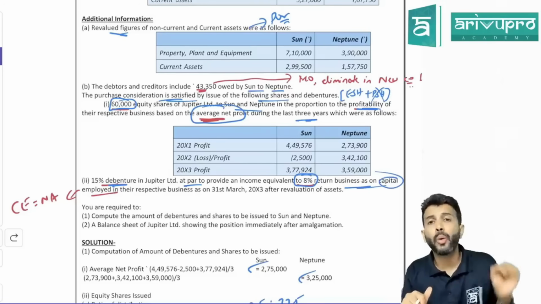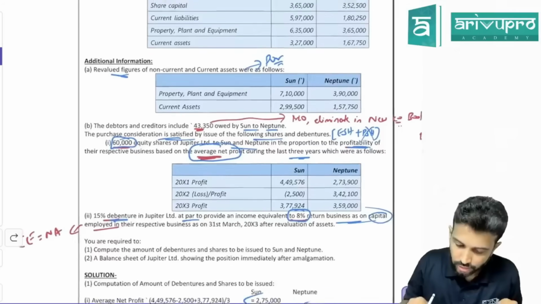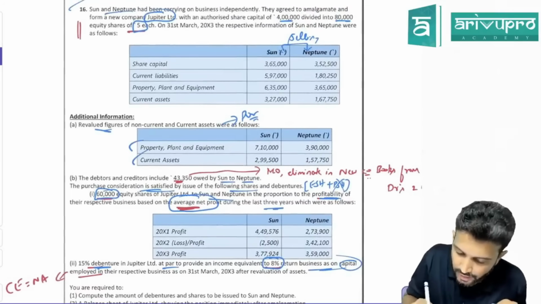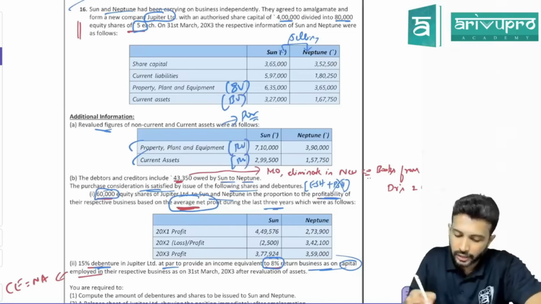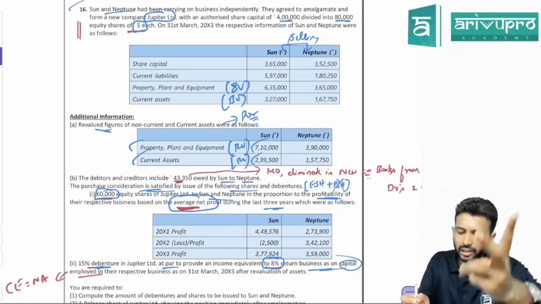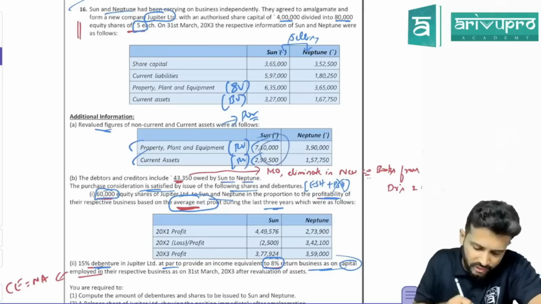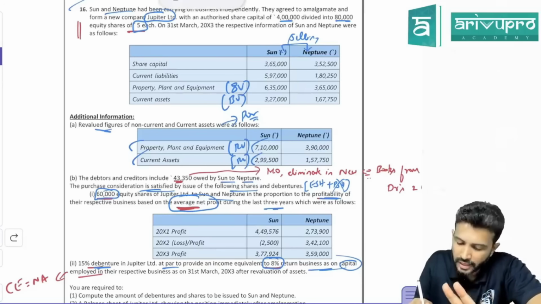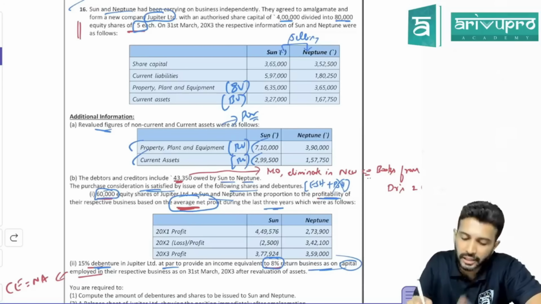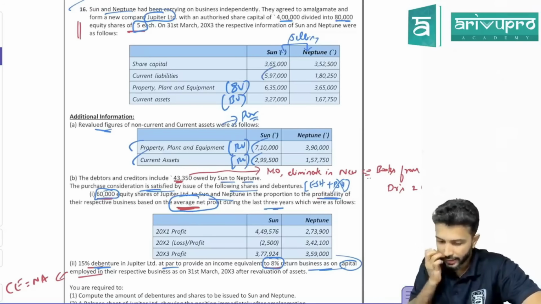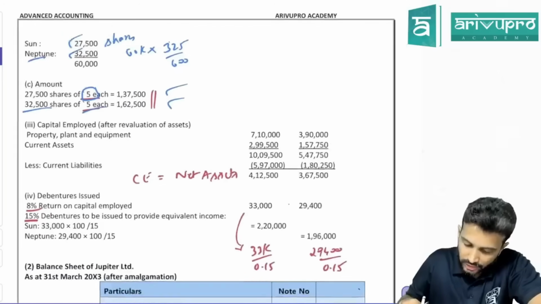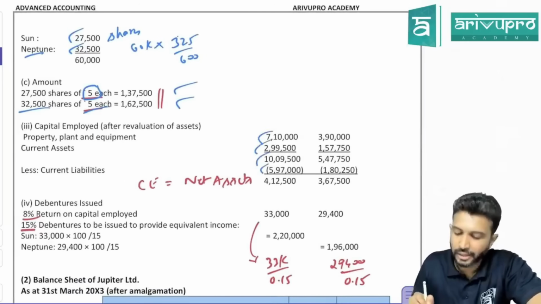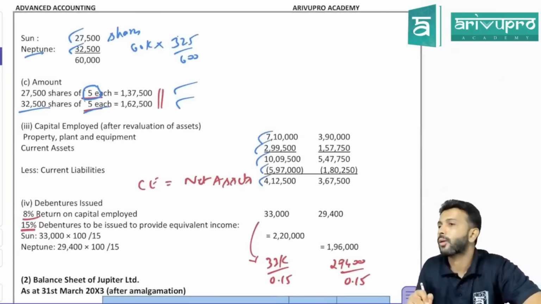Net assets means book value or agreed value? Agreed value. For PP and current assets, we can't take over the book value. This is the book value, this is the revalued amount. So what should we take? Revalued amount. Take your calculator. 7,10,000 is the revalued amount of PP, plus current assets of 299,500, minus current liability of 5,97,000. How much are you getting? 4,12,500. Assets added, liability deducted, the agreed value is 4,12,500.